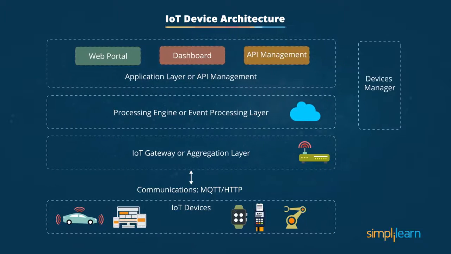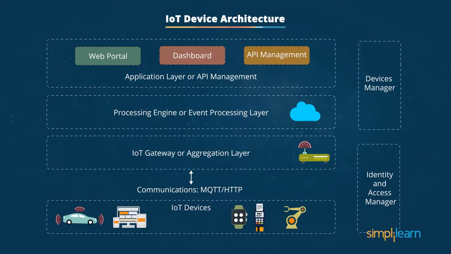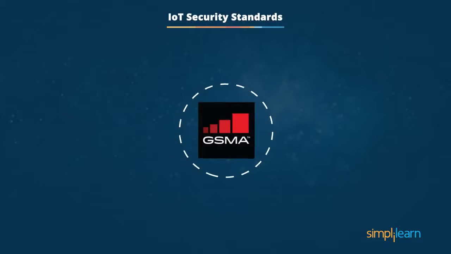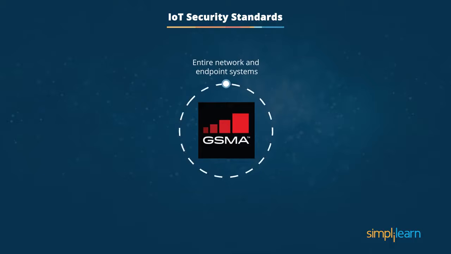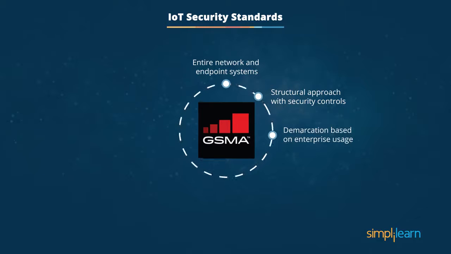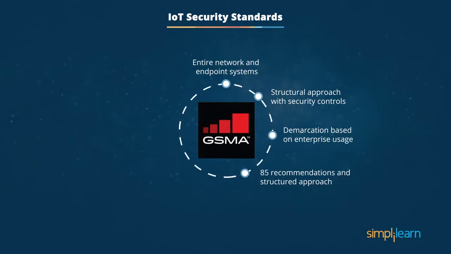The entire landscape is supported by device managers and identity and access managers, which are useful for security of the architecture. Many individuals and organizations have contributed to create and set this standard. It covers the entire network and endpoint systems. It brings a structural approach with security controls in place. It provides a demarcation based on its uses for enterprise that build IoT products. This standard has 85 detailed recommendations and a structured approach that can fit into any IoT ecosystem.